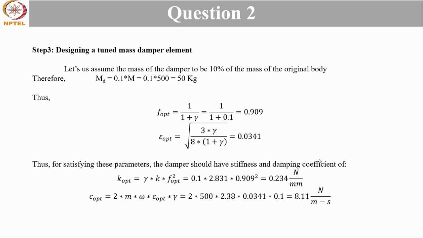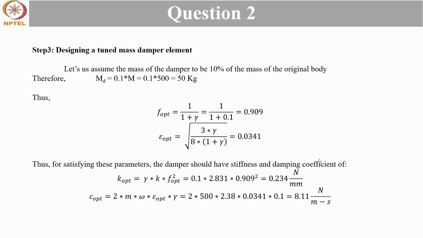So k optimum will come out to be gamma k times f optimum square. So it will come out to be 0.3234 Newton per millimeter, and damping coefficient will be given by 2m omega naught epsilon optimum into gamma, and it will come out to be 8.11 Newton per meter second. So with these values, if we design the damper mass, the net body will vibrate with minimum deformation. So this is how we design a tuned mass damper system.